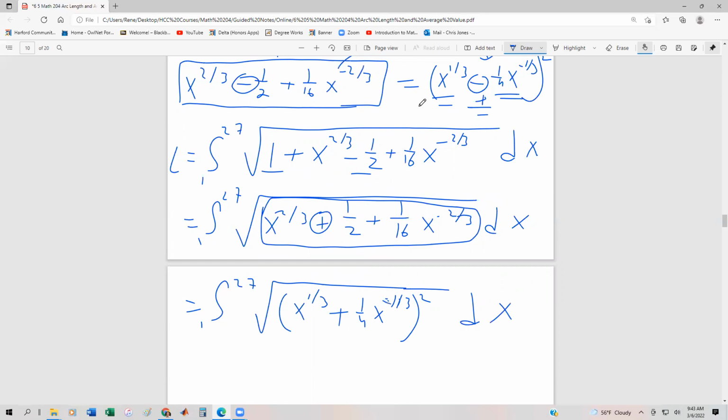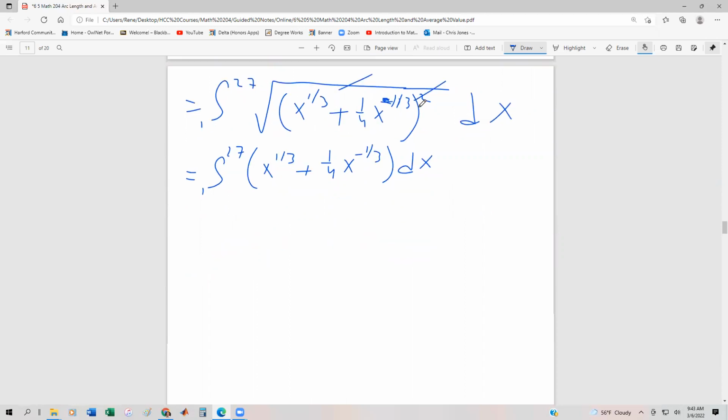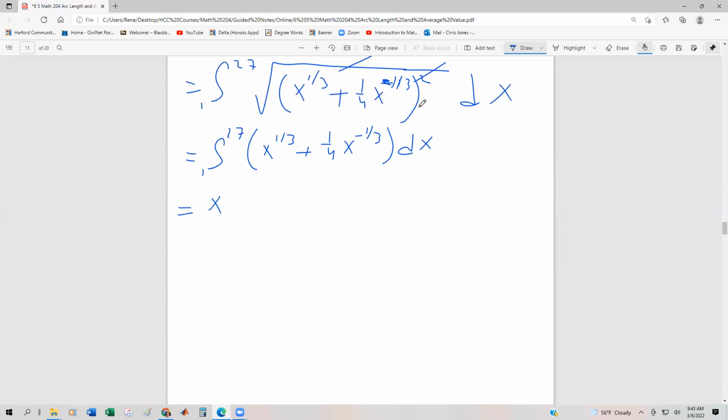Right? And fortunately for us, now we can just go ahead and eliminate the square and the square root. And so what we're left with is the integral from 1 to 27 of x to the 1/3 plus 1/4 x to the minus 1/3 dx. We're going to integrate. So this is going to turn into x to the 4/3 over 4/3 plus 1/4 x to the 2/3 over 2/3, from 1 to 27.